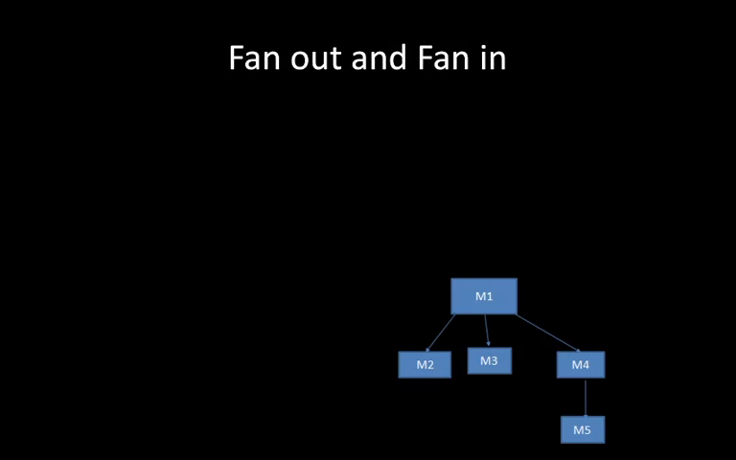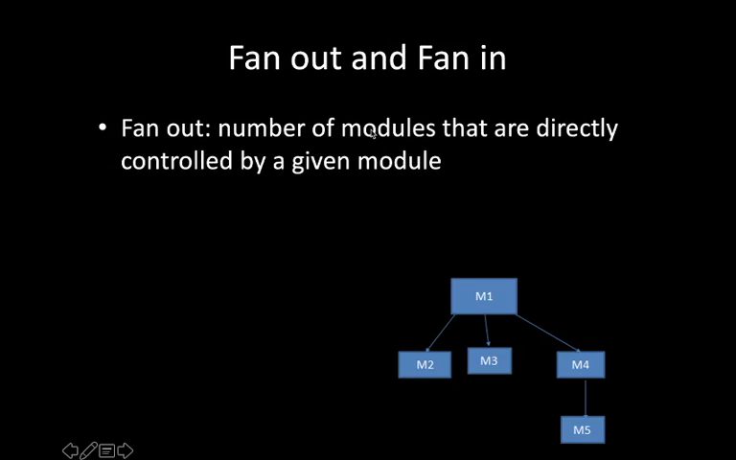Then there are another two terminologies, fan-out and fan-in. Fan-out is the number of modules that are directly controlled by a given module. For M1, the fan-out is 3. For M4, the fan-out is 1, which is M5. For M3, the fan-out is 0, and for M2, the fan-out is 0. So fan-out is the number of modules directly controlled by a given module.